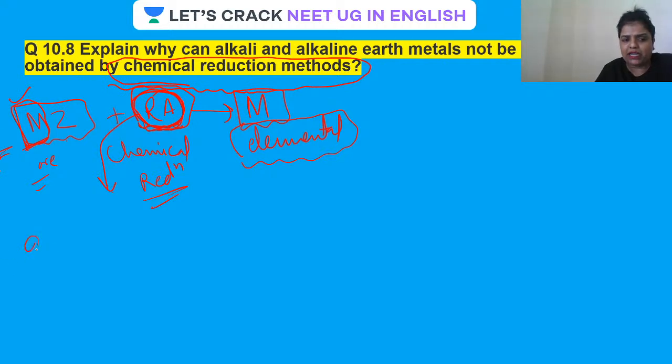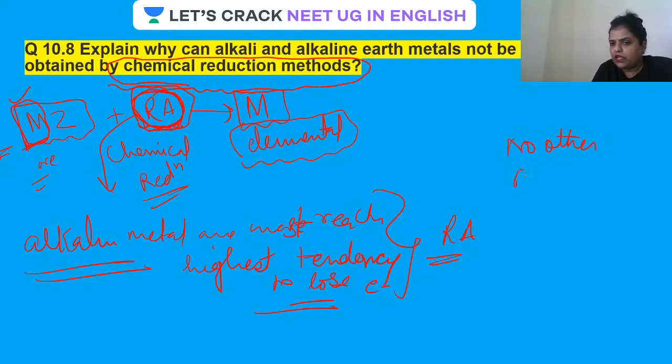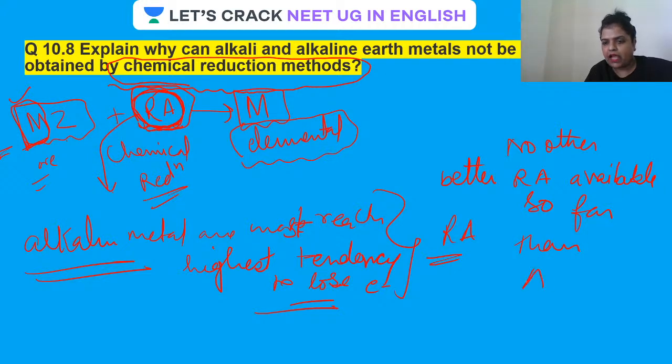But you guys know that alkali metals are most reactive, that is, they have the highest tendency to lose electrons, and if they lose electrons they themselves get oxidized, that is, they are the best reducing agents. And no other, in fact, no better reducing agent is available so far than alkali metal.